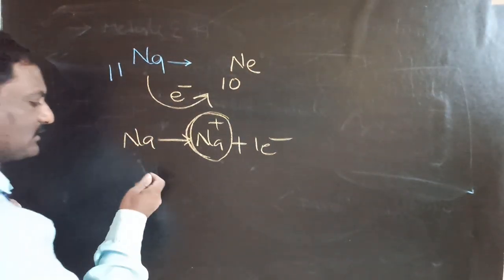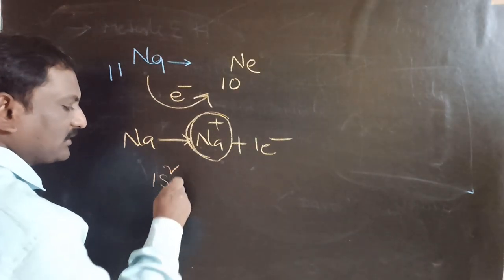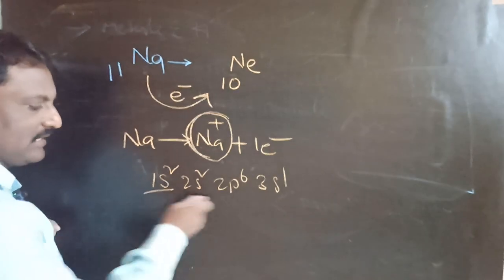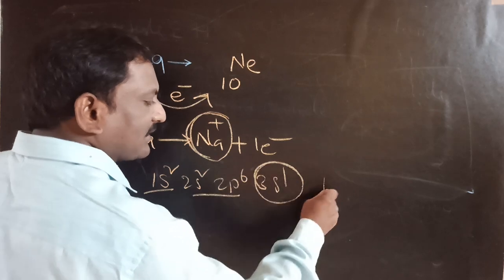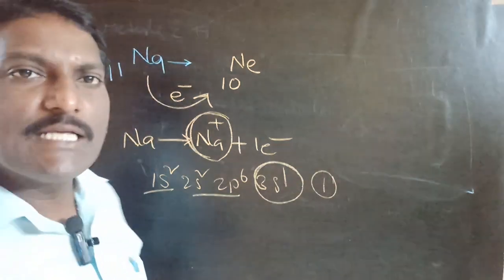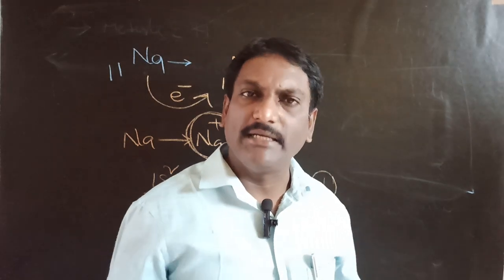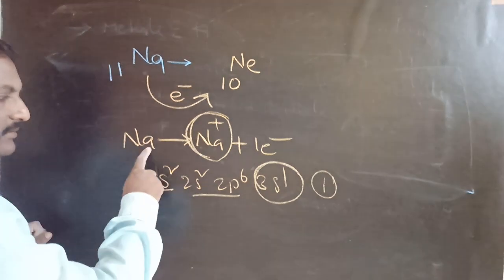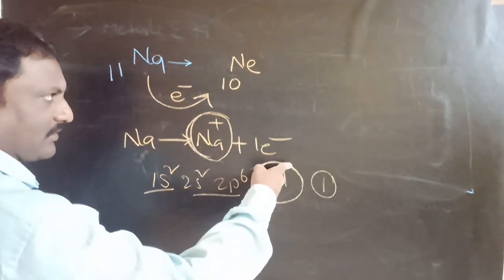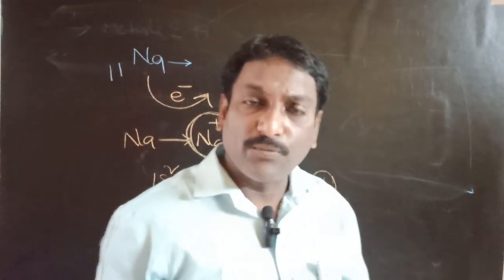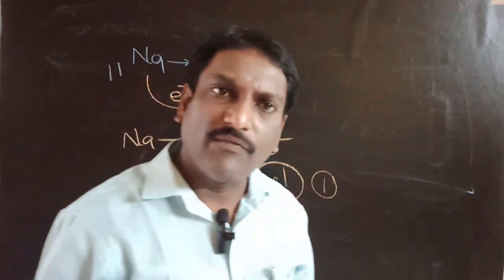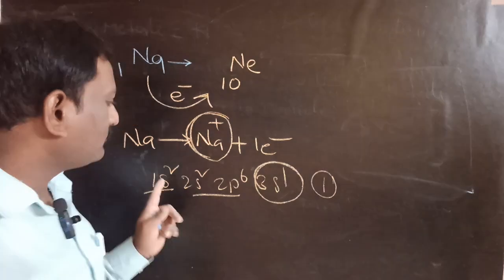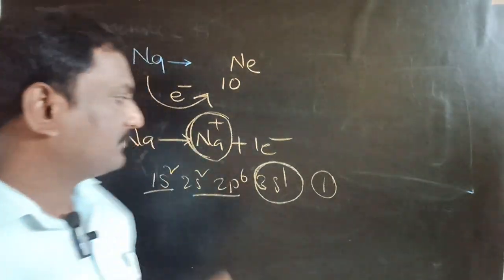How can you say that sodium is metal? Listen to me. Sodium electronic configuration 1s2, 2s2, 2p6, 3s1. First shell, second shell, valence shell. How many valence electrons? 1. If the element has valence electrons 1 or 2 or 3, these are considered as metals. So sodium is a metal, and forms sodium ion by the loss of electron. So generally cations are positively charged ions, found by the loss of electron, and generally by the metals and hydrogen. This is the formation of sodium ion.